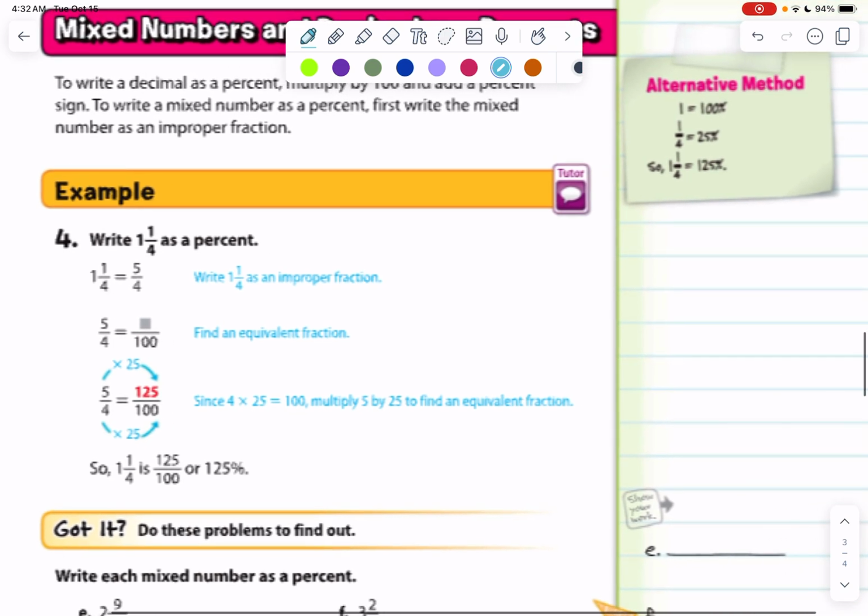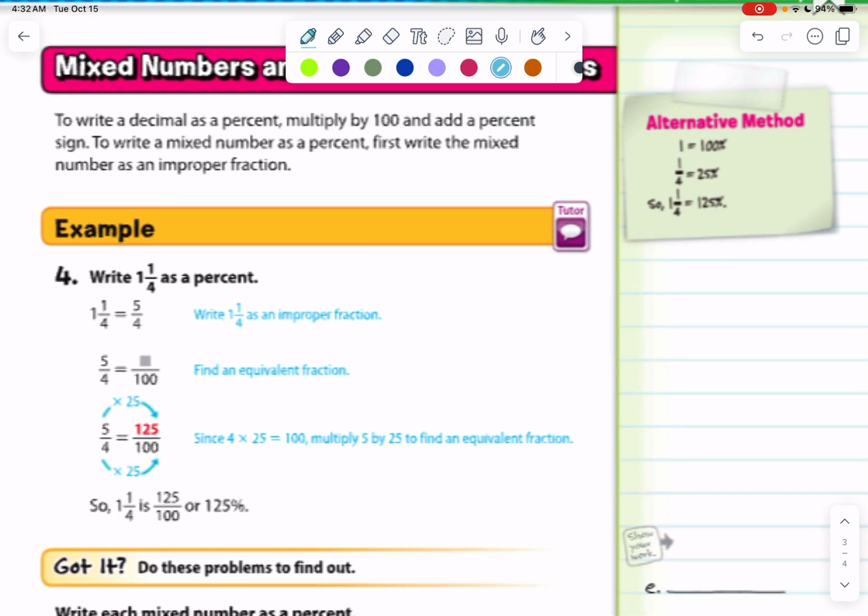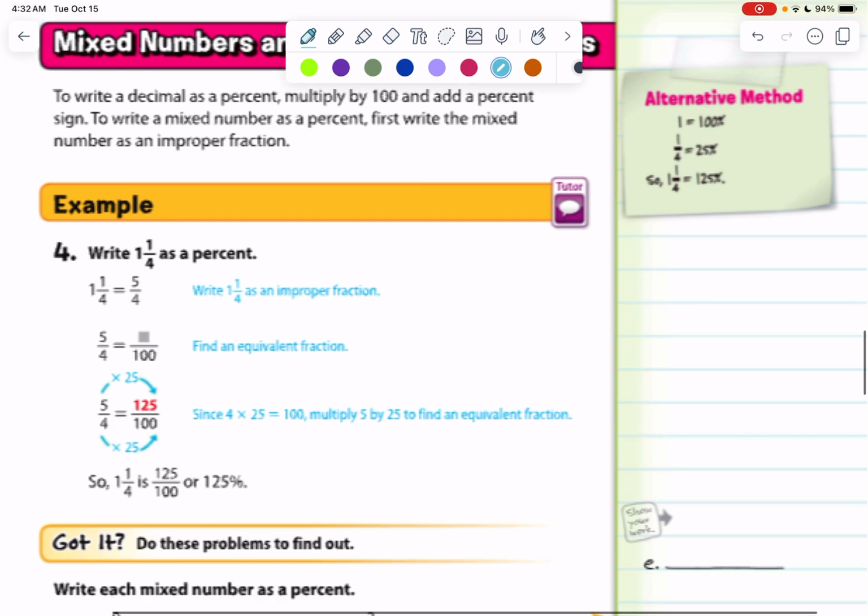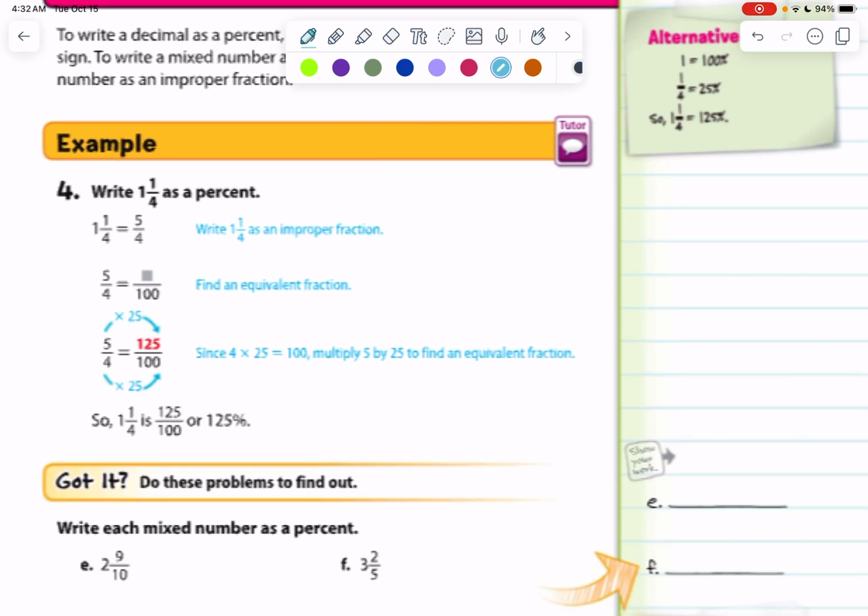Okay, so to write a decimal as a percent, multiply by 100 and add a percent sign. So what did we do here? We have 1 and 1/4, okay? 1/4 becomes in hundredths 25 hundredths because we multiply 4 by 25. So we'll multiply 1 by 25. All right, so we have 125%, right? Because the 1 equals 100%.